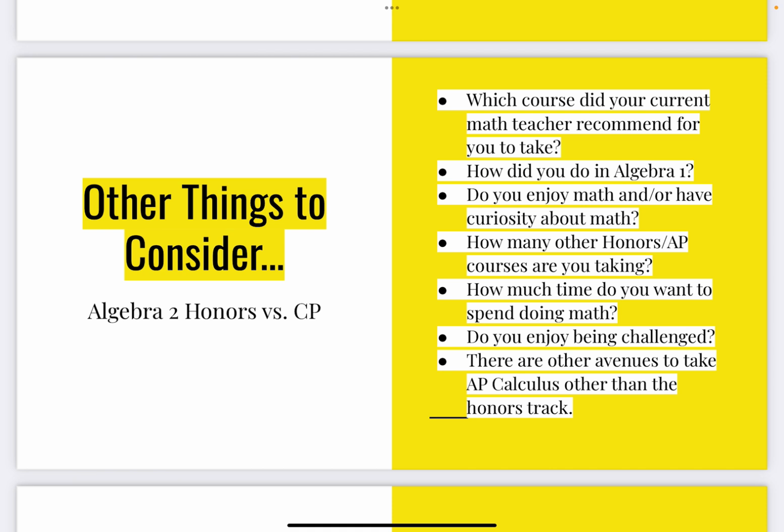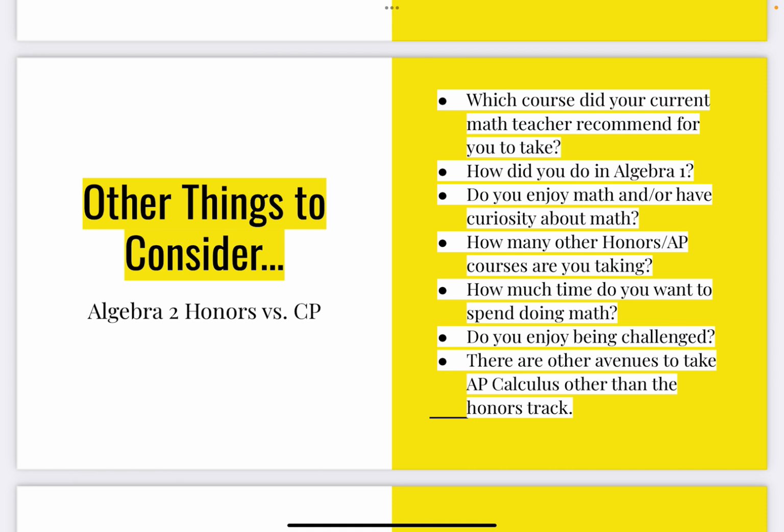How did you do in Algebra 1? If you weren't a pretty solid A student in Algebra 1, Algebra 2 Honors is going to be difficult. Do you enjoy math or have curiosity about math? If not, it may not make sense to take Algebra 2 Honors. How many other honors and AP classes are you taking? You might need more time to dedicate to honors than you think, including coming for extra help, a lot of time outside of the classroom. So that's definitely something to consider, okay?